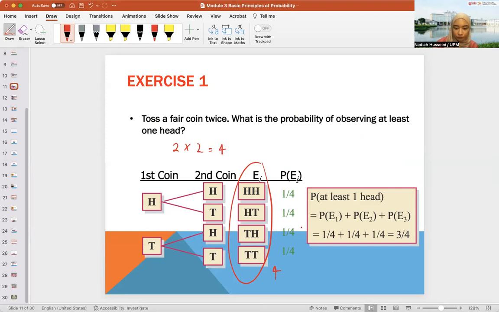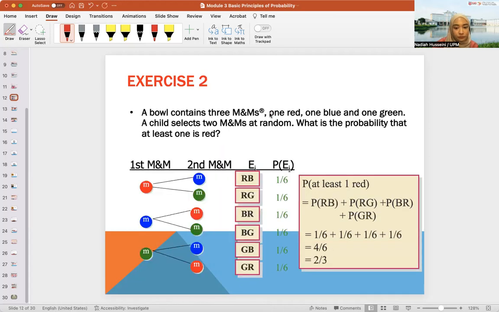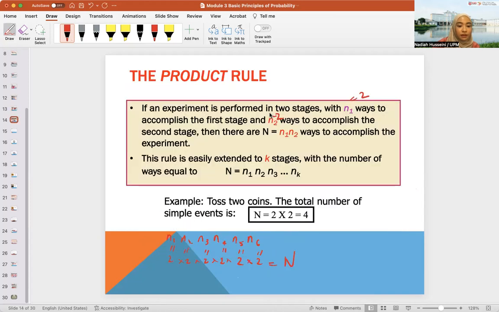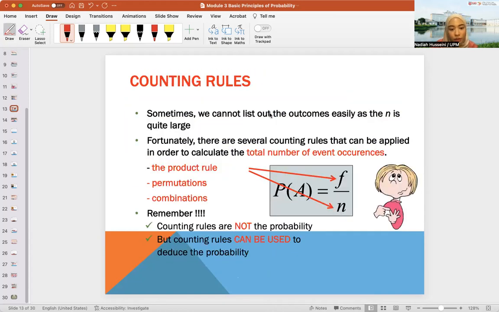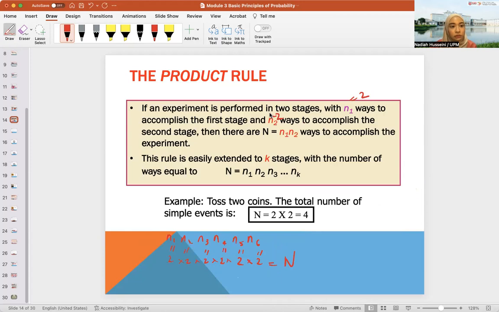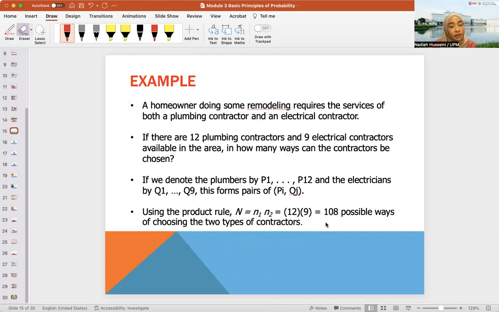Okay. So what if you have a third coin? Then again, you have 2 times 2 times 2. You have 6 events. Sorry, 8 events. Okay, any questions about the product rule? Is everyone okay with it? Any questions? So it's quite easy, right? Okay, moving on to the example.